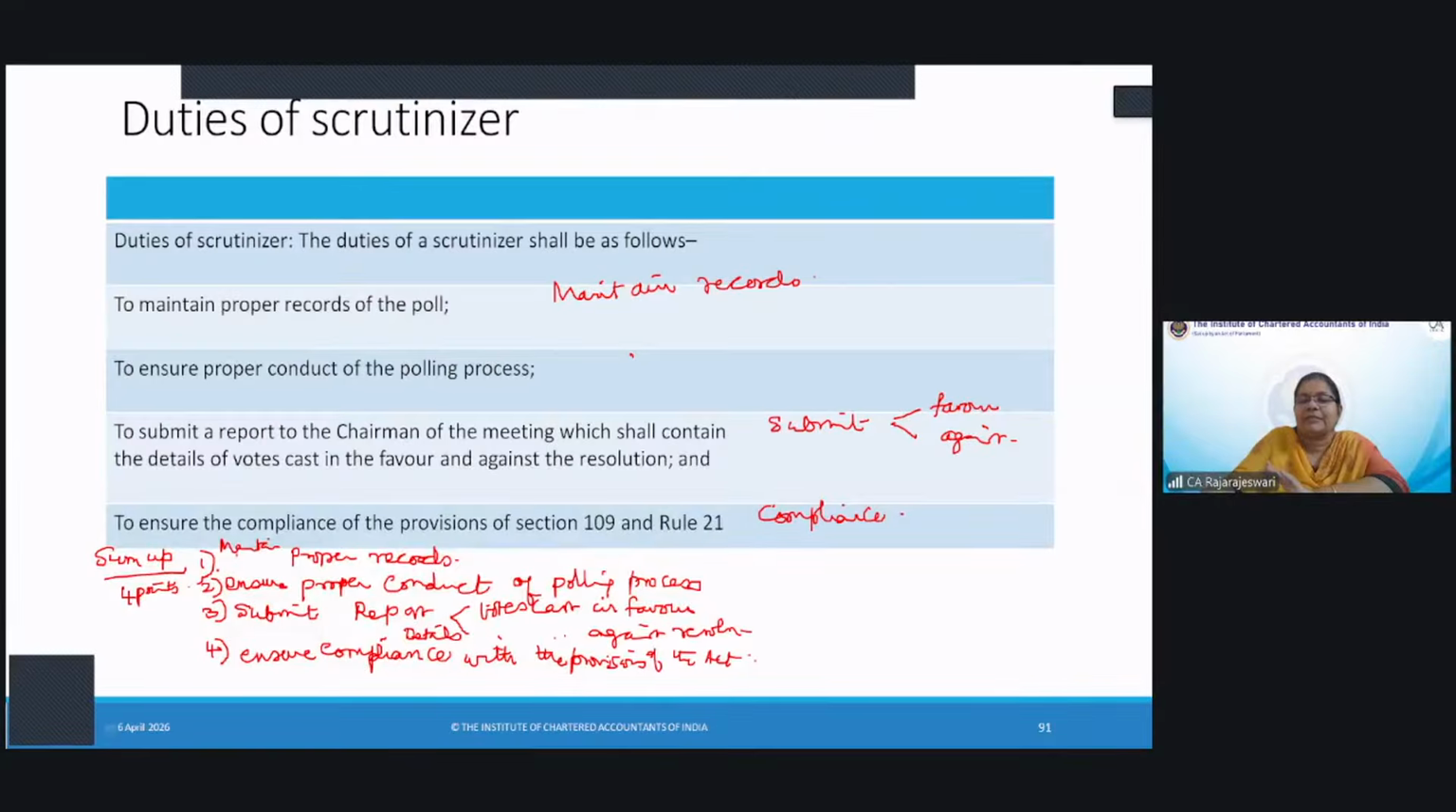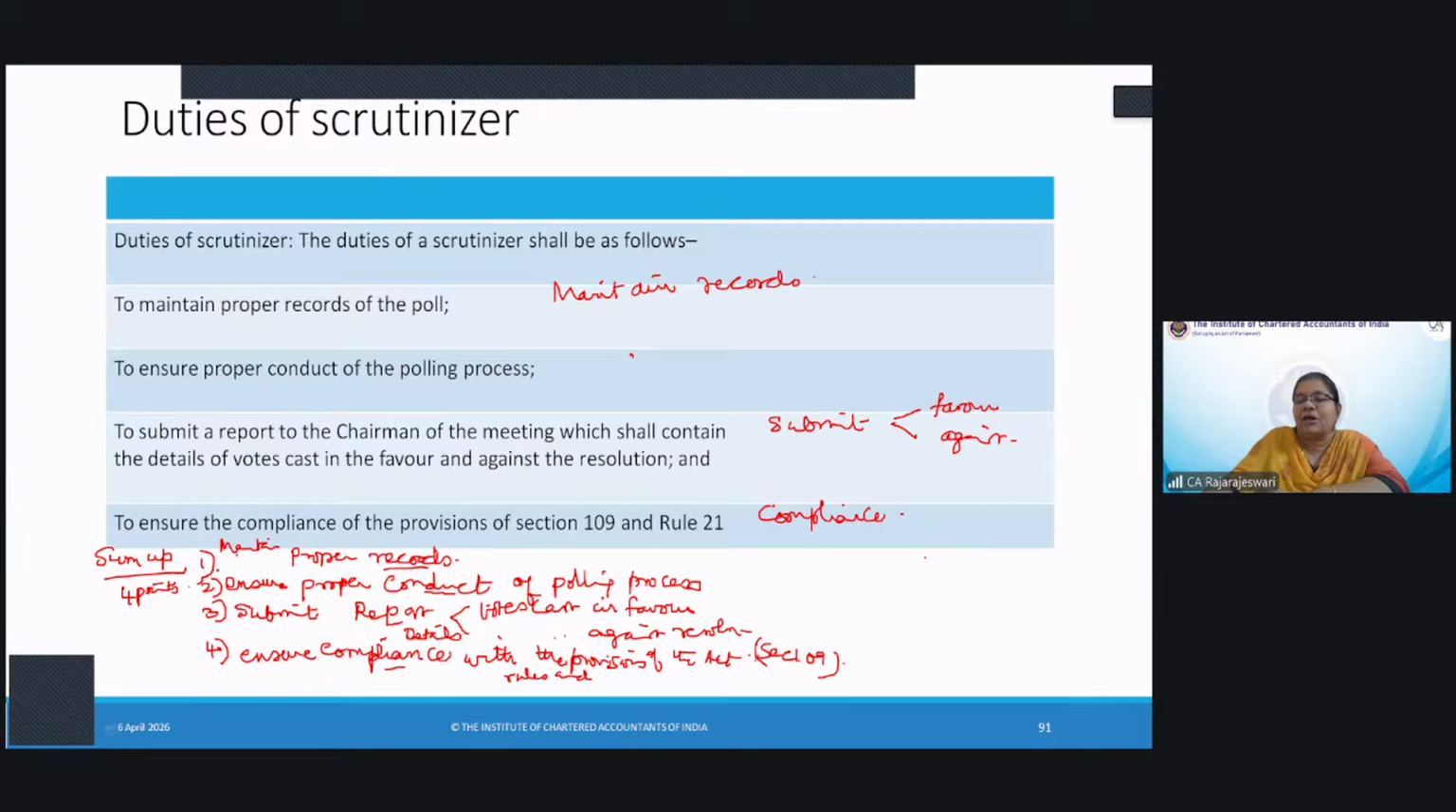If you don't remember the section, at least you can say ensure compliance with the provisions of the act. If you remember, you write it as section 109 and rules, or you can write it as ensure compliance with the rules and provisions of the act. So here the keywords are proper records, proper conduct of the polling process, report, compliance. So these four are the keywords.